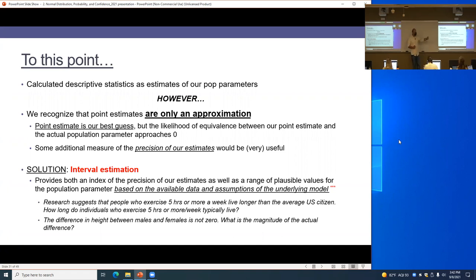Now, I asterisked that, based on the assumptions of our underlying model, because if we start grossly violating our assumptions, then we start to lose confidence in the estimates that we've got, right? But if we're playing by the rules of the game, and doing that to the best of our ability, what we can do with our interval estimates is start saying, okay, here's my best guess. But what's the level of precision with this? What's the range of values that would be acceptable given the data that I have and the way I've gone through and calculated it?